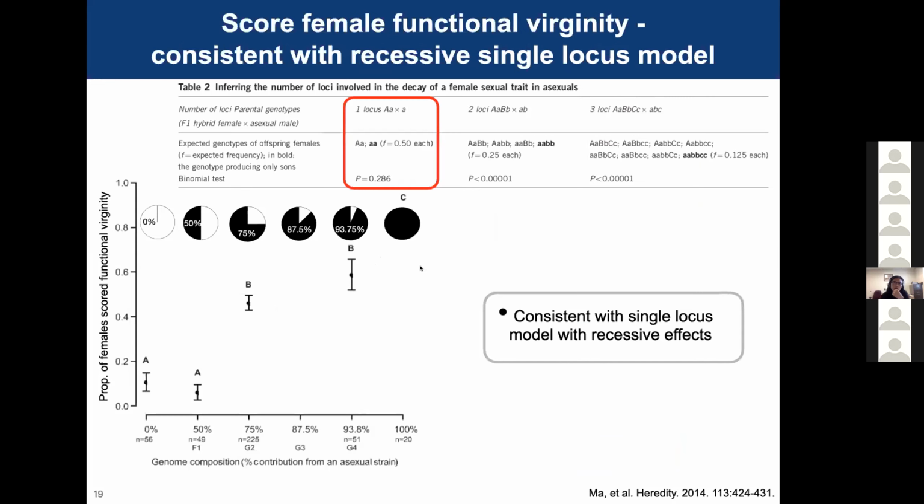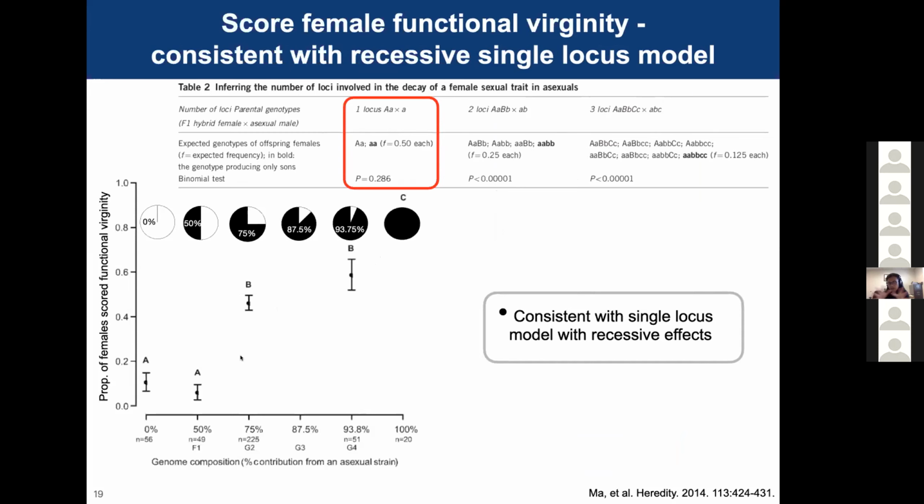So we also conduct a very simple model which involves 3 unlinked loci, to see which can better explain our data. Our model shows that our data is consistent with a single locus model with recessive effects.